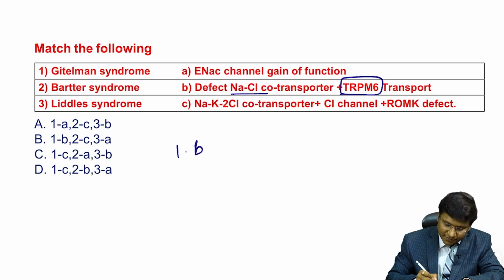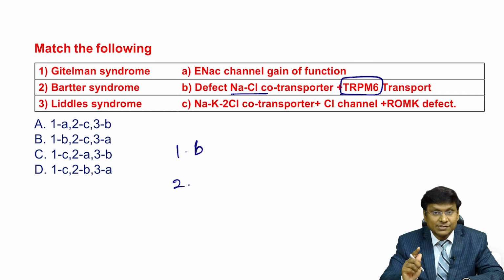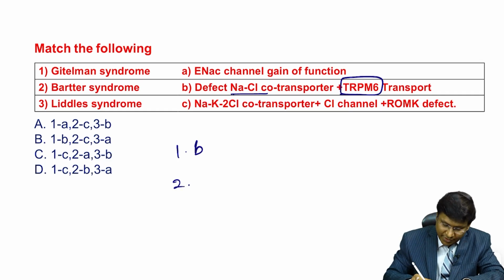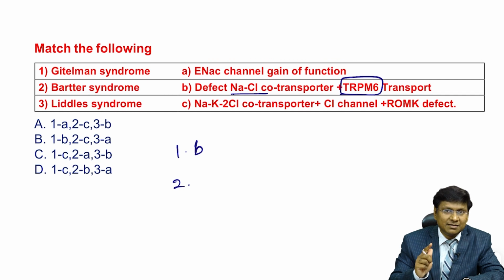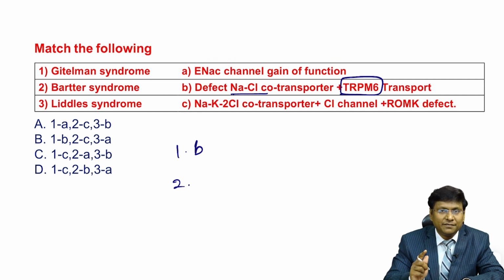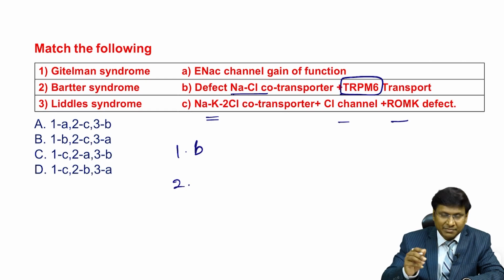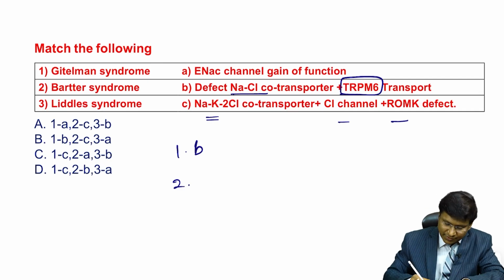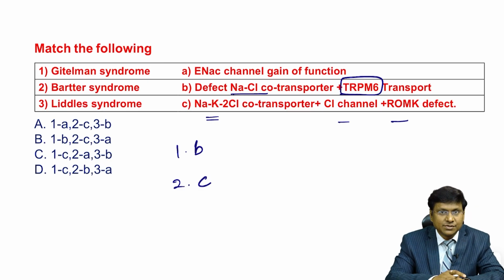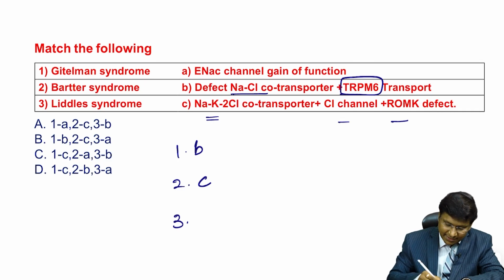In case of Bartter syndrome, this will resemble the thick ascending limb of the loop of Henle. That means it will resemble the loop diuretics. All right. So the sodium potassium 2 chloride co-transporter, the chloride channel and ROMK defect will be there in case of Bartter syndrome. So this will resemble the loop diuretics. Whereas you take the Liddle syndrome.